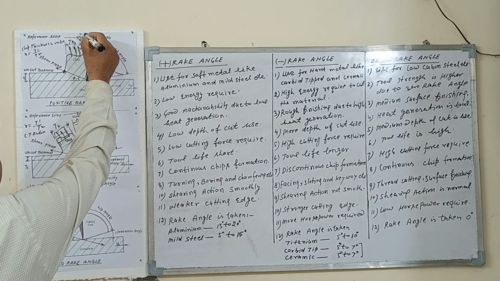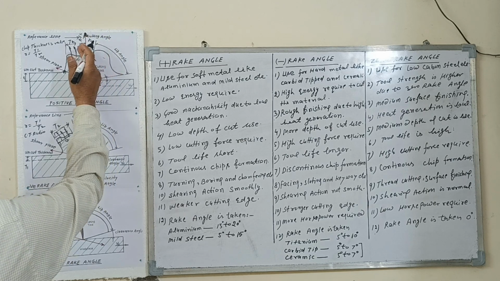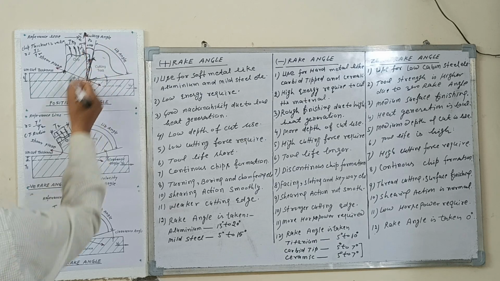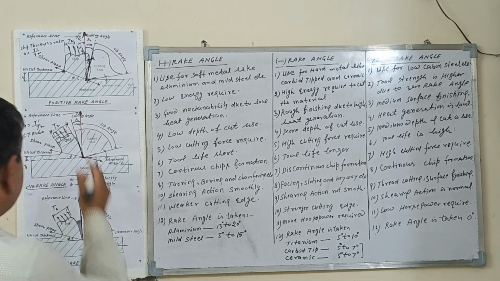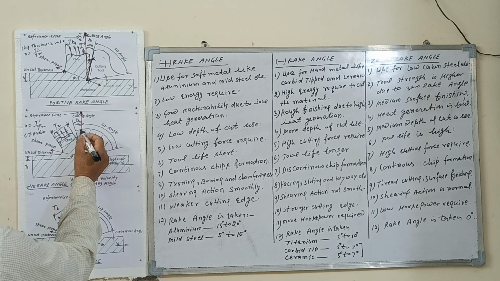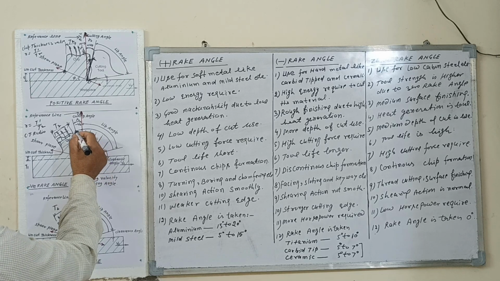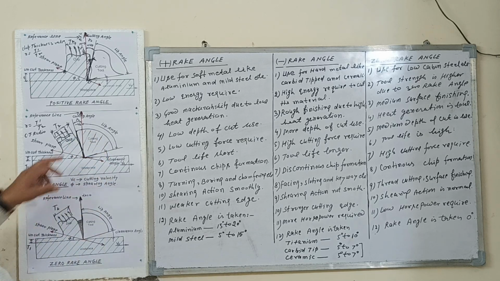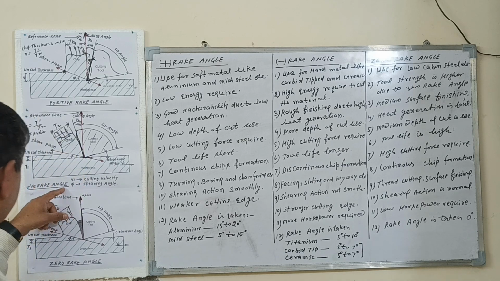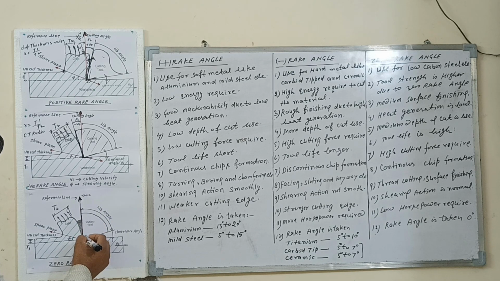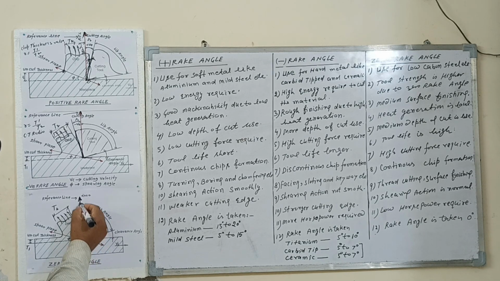This is a reference line. The edge of the tool is away from the reference line, so this is the positive rake angle. This is also a reference line. The tool is going away from the edge, away from this reference line, so this is a negative rake angle. This is a reference line. When the edge of the tool is on the reference line, it is called the zero rake angle.